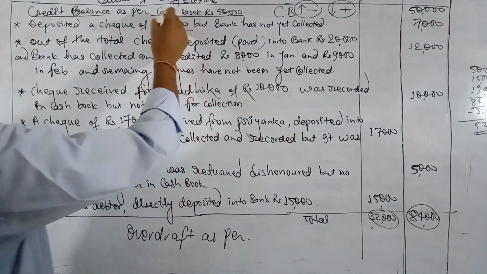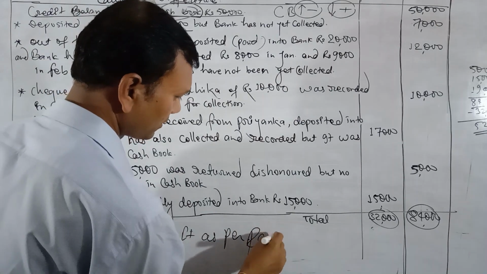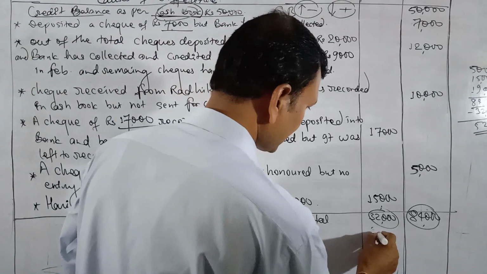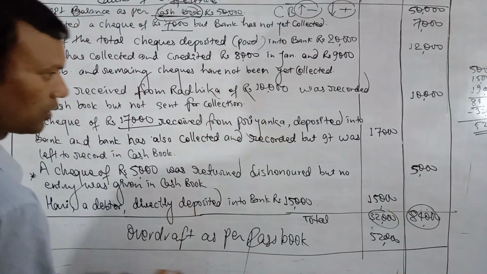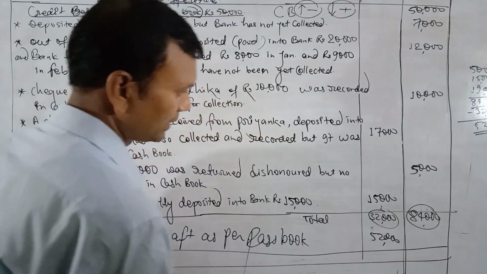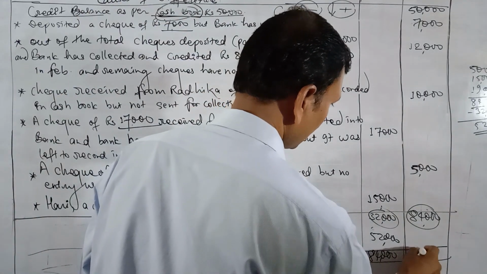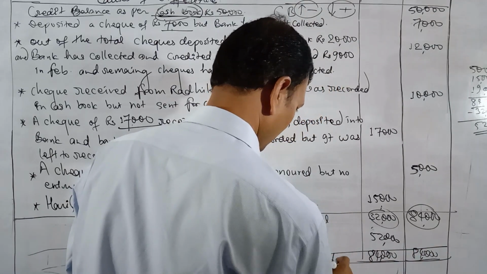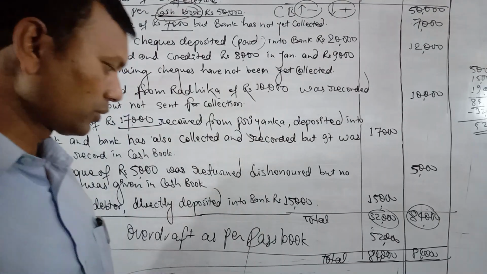As we started with the cash book, the answer will be as per passbook, and the amount of difference is 52,000. Now the sum total is 84,000, and this is also 84,000. Okay, we have completed the questions.